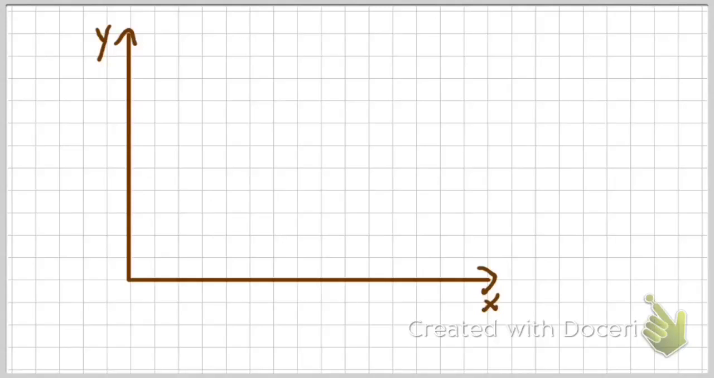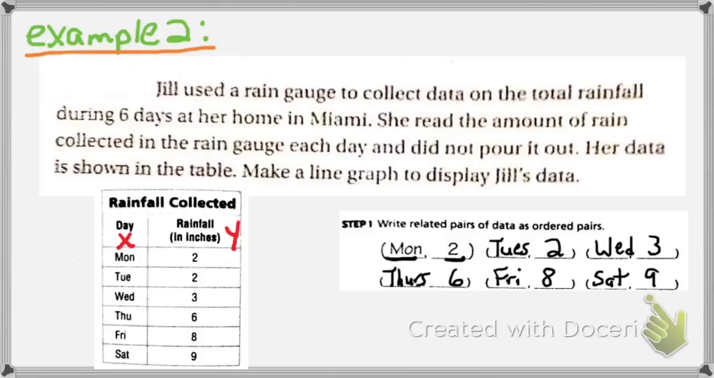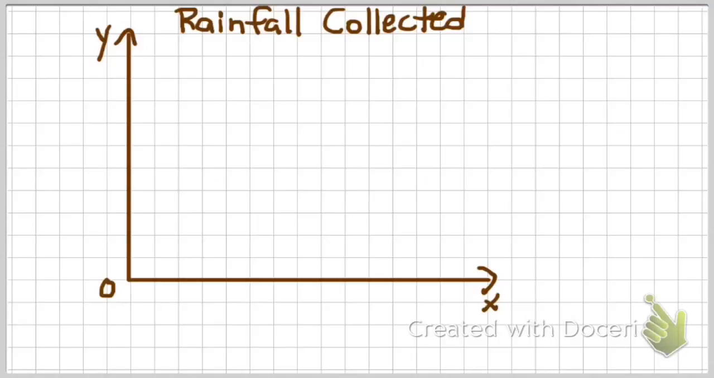Remember, the origin is where the two lines meet. That is always the 0 starting point. I always think O or 0 for origin. Now I'm going to go back to my table to see what my graph title will be. My table's title was Rainfall Collected. That will also be my graph title. A line graph title gets written at the top of the graph and it gets underlined. Remember, first, last, and all other important words must be capitalized in the title.